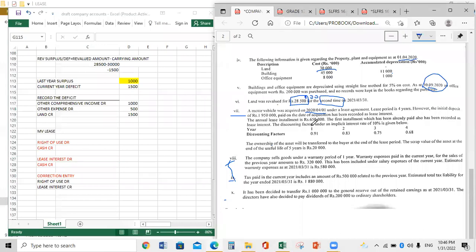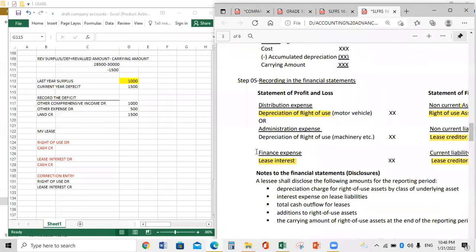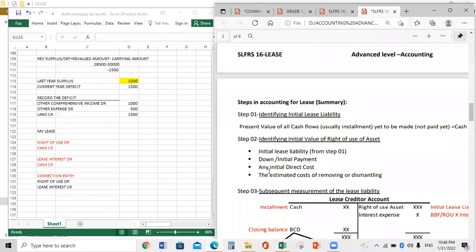Now guys, see here how to find the right of use value. This is how we find the right of use. You have to take the initial lease liability and the down payment. Any initial direct cost you have to add, and you get the right of use value.